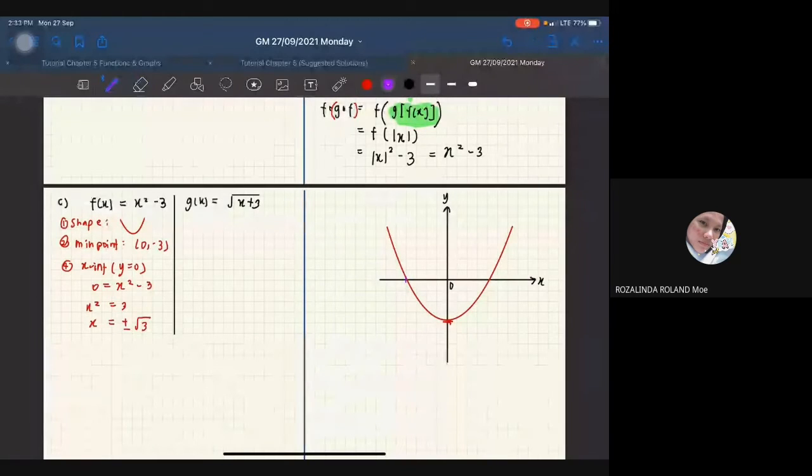Kat sini adalah negative. So we have negative square root of 3 over here. And then this one over here is positive square root of 3. Okay, so settle untuk first graph. Okay, so next one is we have third graph.